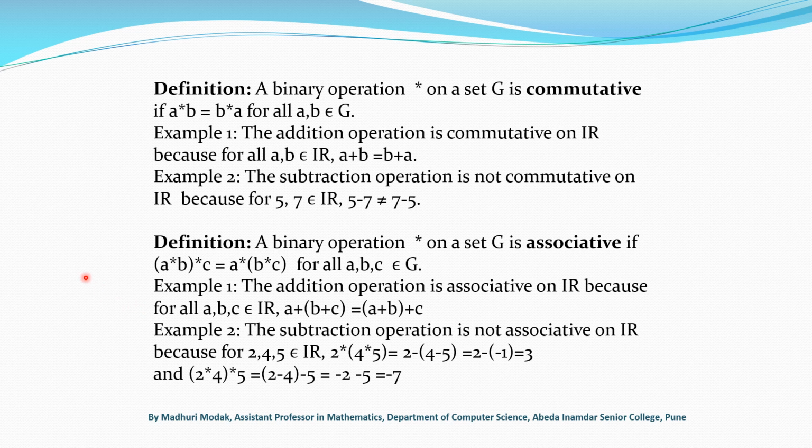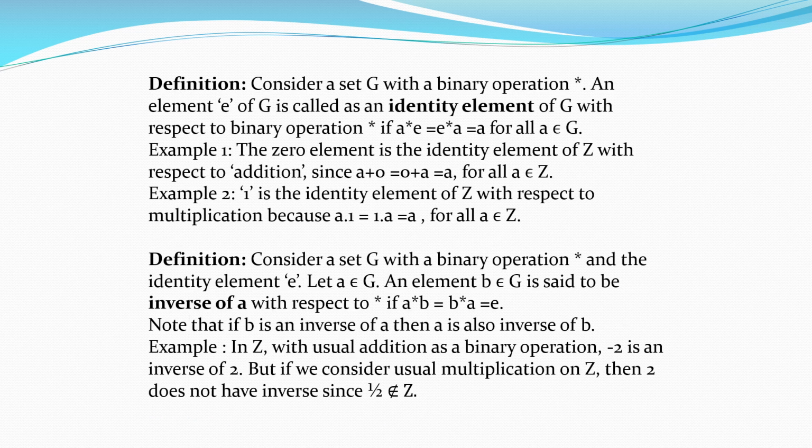Now we find the left hand side. So A, B, C are 2, 4, 5. Just putting the values here, (2 star 4) star 5. So it is (2 minus 4) minus 5. Now minus 2 minus 5 is minus 7. So one side is 3 and the other side is minus 7. They are unequal. It means A minus (B minus C) is not equal to (A minus B) minus C. So the subtraction operation is not associative on R. Similarly, it is not associative on Q also.